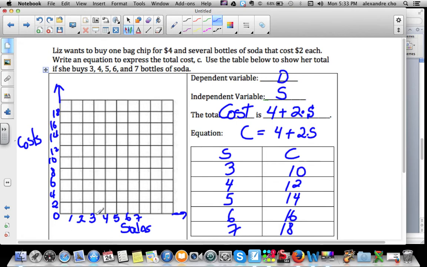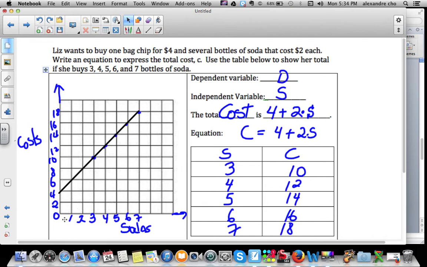Alright, so she has 3 sodas. She would pay $10, which is right here. She has 4, she pays 12. She has 5, she's going to pay 14. She has 6, 16, and 7, she'll pay 18. Now, if you connect the dots here, start right here, and you connect it. Okay, this one is not going to touch 0, but instead it touches right here at the 4.